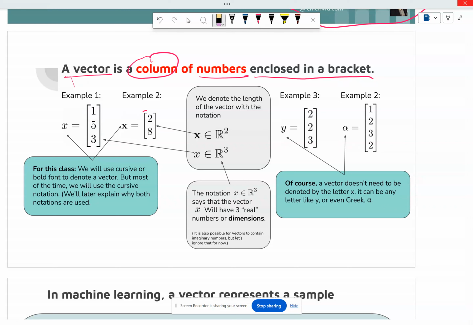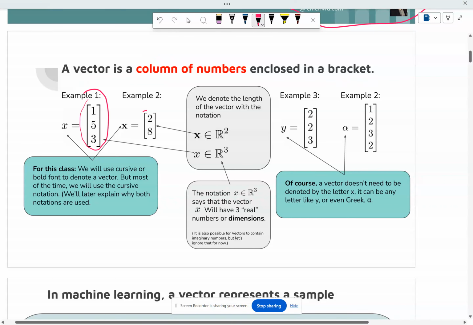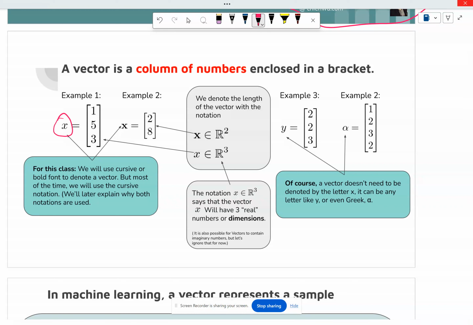For this class, we're going to mathematically and symbolically represent vectors using the lowercase cursive sign. Sometimes they use the lowercase bold as well, so you might see both in literature. But for the most part, we're going to focus on just using the cursive font to represent vectors.